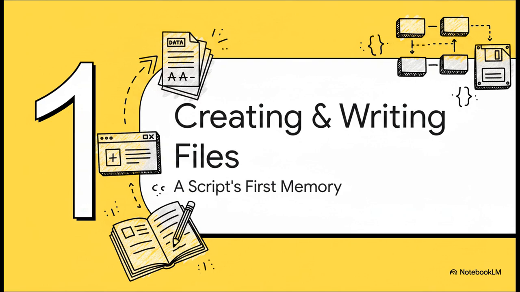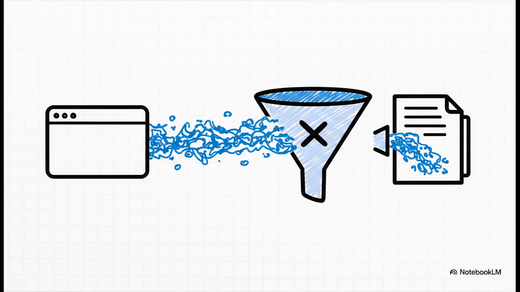Well, we start by teaching it how to write things down. Let's look at how we can get information from inside the script and save it permanently to a file on your system. Check out how simple this is. You've got the command echo hello world, which normally just prints that text right to your screen. But when you add this greater than symbol, it acts like a funnel. It redirects that output and pours it straight into a file called file.txt. And if that file doesn't even exist, boom, it creates it for you.